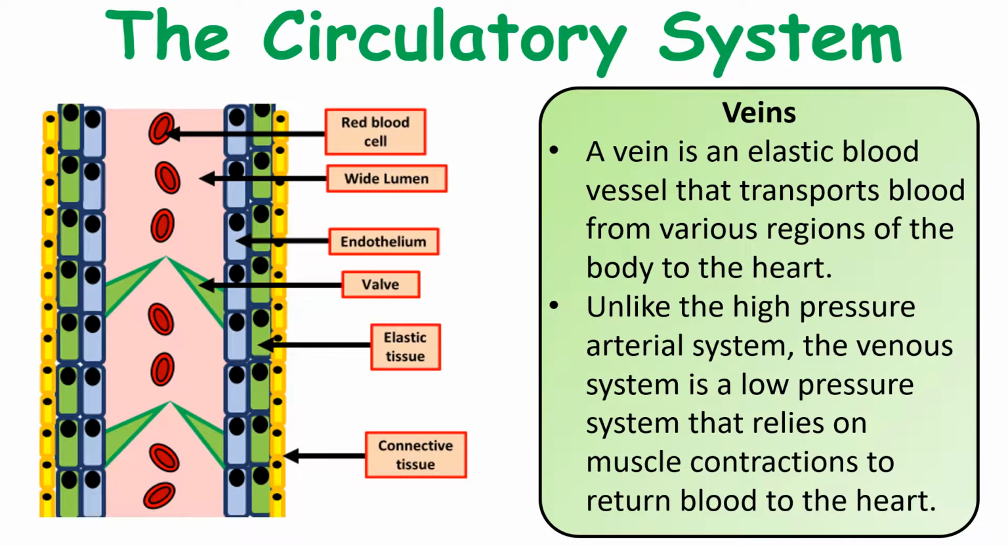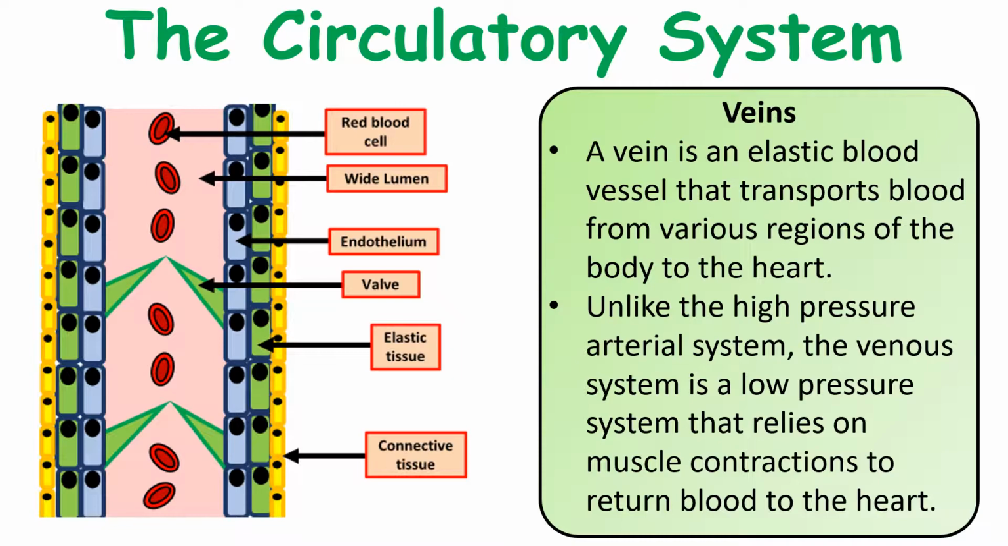Leading back to the heart, so carrying deoxygenated blood to the heart, are veins. In the veins, there is a relatively low blood pressure. So therefore, its main adaptation is that it has valves. Valves are there to prevent backflow. So backflow would be when the blood travelled in the wrong direction. So the valves are there to help it travel in the correct direction.